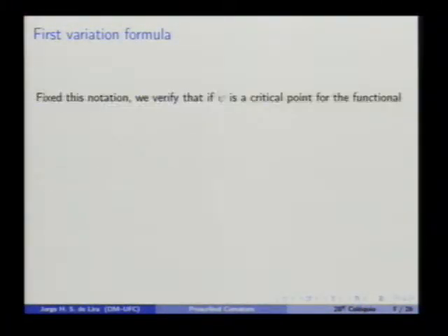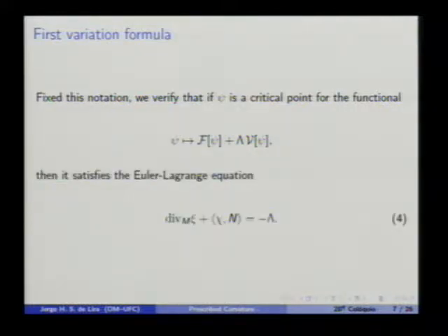I will pass this and I come back after. You could prove the first variation formula of this functional, this means a kind of anisotropic area, this f, plus the volume. Lambda is a Lagrange multiplier, and the first variation formula for this reads like this formula.